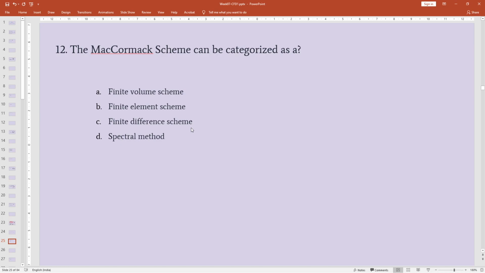So we have already discussed that McCormack is an improvement of the Lax-Wendroff scheme. The Lax-Wendroff scheme we discussed in the last interaction section is a finite difference scheme. So if McCormack is an advanced form of the Lax-Wendroff scheme, then the McCormack scheme is also a finite difference scheme. Our answer is option C.